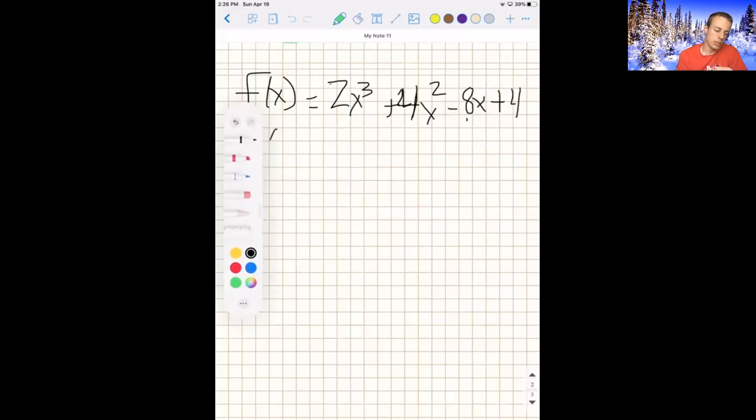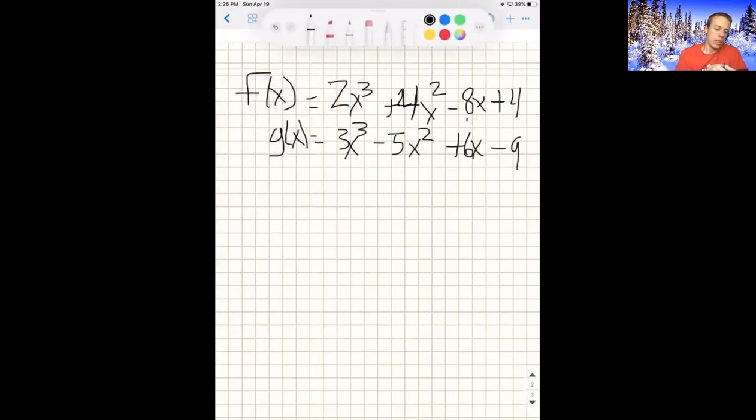g of x is going to be 3x cubed minus 5x squared plus 6x, and we'll say minus 9 in the end. Okay. So just like before, our first question is going to be, hey, what's f plus g of x?